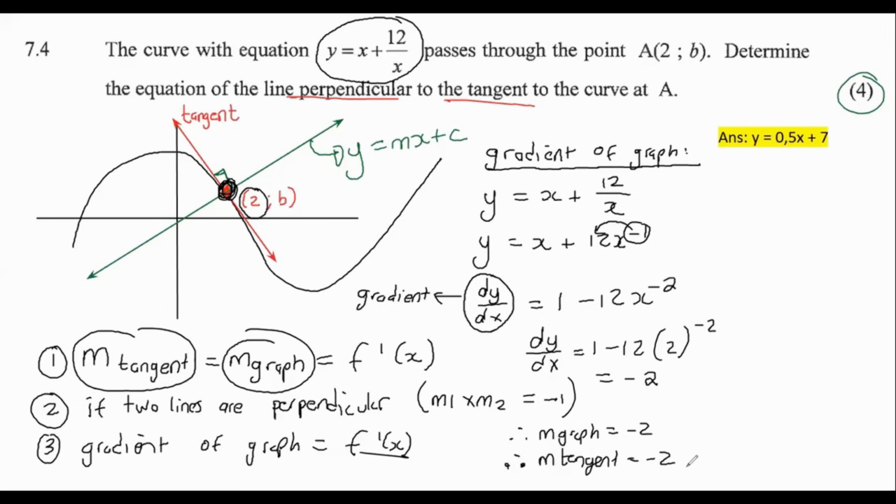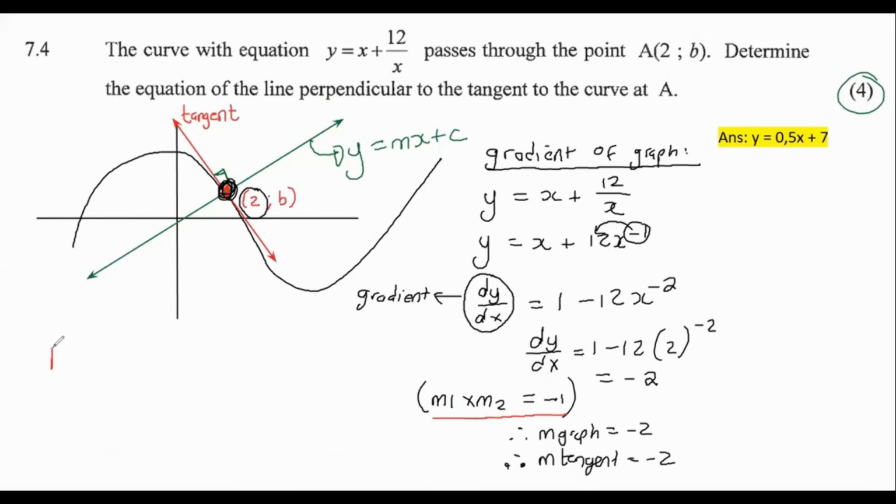So that's quite nice. Now, because we know the gradient of the tangent, we will now be able to get the gradient of the perpendicular line. Because we know that if two lines are perpendicular, when you multiply their gradients, you will get negative 1. Okay, so let's quickly have a look here.